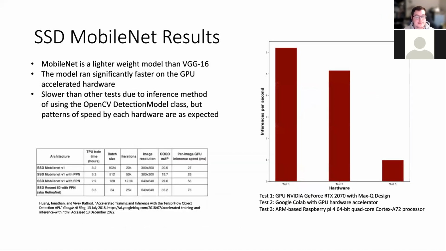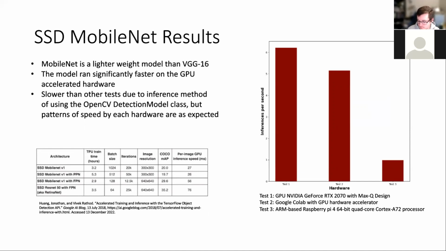And so for our tests, we both did some of our own testing as well as grabbed some information online from other people's tests. And so what we use for SSD is the SSD MobileNet. So instead of using the VGG16 as was done in the original paper, this uses a MobileNet, which is a lighter weight model, so that it can be more easily used on something like a Raspberry Pi.